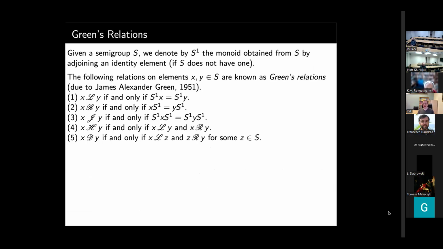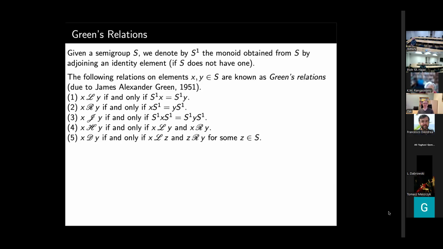And these are a way of trying to understand the ideals in the semigroup. So the first one is the L relation. According to the L relation, two elements in a semigroup are related if they generate the same left ideal. And R is likewise if they generate the same right ideal. Two elements are J related if they generate the same two-sided ideal, and then H and D kind of mix L and R. And this is something very, very famous in semigroup circles.